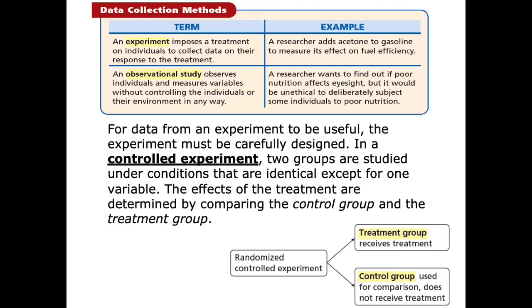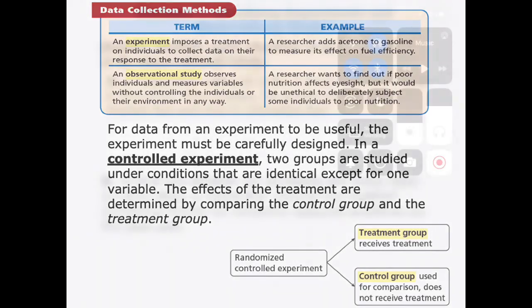So, data from an experiment must be carefully designed. In a controlled experiment, two groups are studied under conditions that are identical except for one variable. The effects of the treatment are determined by comparing the control group and the treatment group. So, the treatment group receives the treatment, and the control group, used for comparison, does not receive treatment.